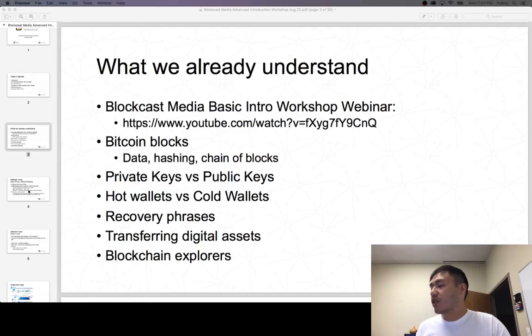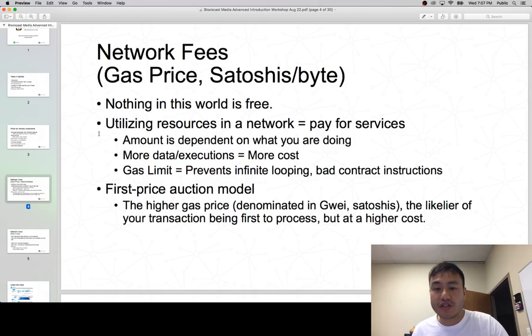Because as we mentioned in the last video, there are things such as network fees, or gas fees as they call them, that are very important to understand here. As you know, nothing in this world is free. Whenever you utilize the resources of a blockchain network, whether that be Bitcoin, Ethereum, or another one, it costs money. In Bitcoin, it's paid in Satoshis, which is the underlying currency of Bitcoin. In Ethereum, you pay in Ether.